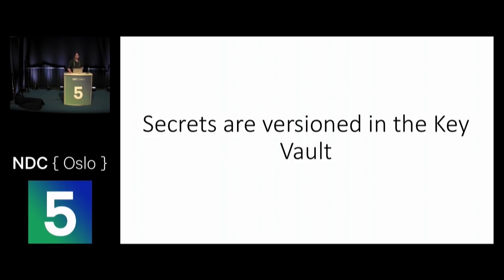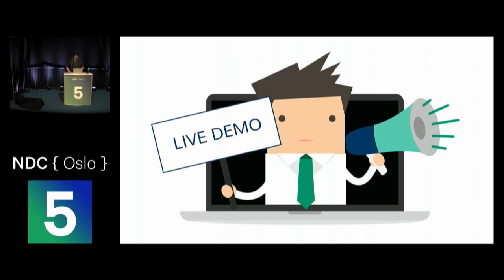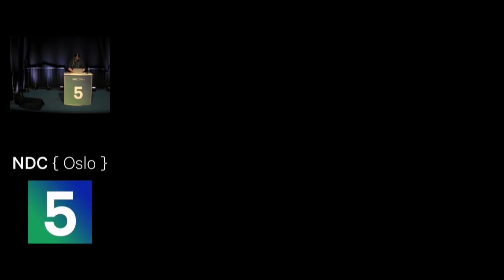Now, the secrets are versioned in Key Vault, so if you have a secret called My Secret and you write it twice, then you'll get 2 versions in the Key Vault, and then you can refer to them by version number if you want to. So there is a versioning ability there if you so need it. So let's look at how to do that in code.